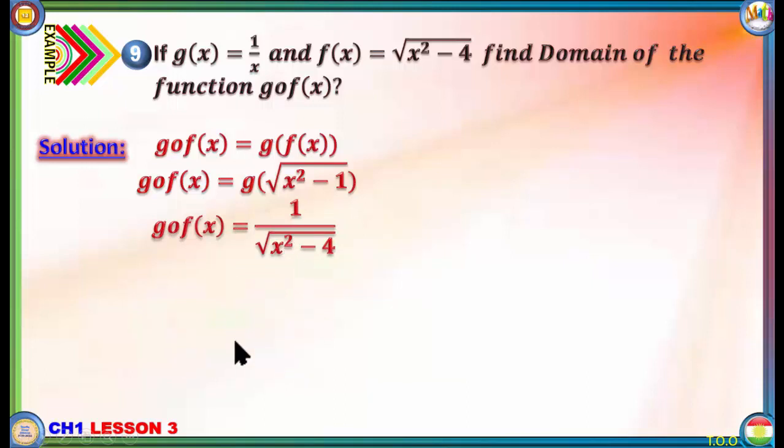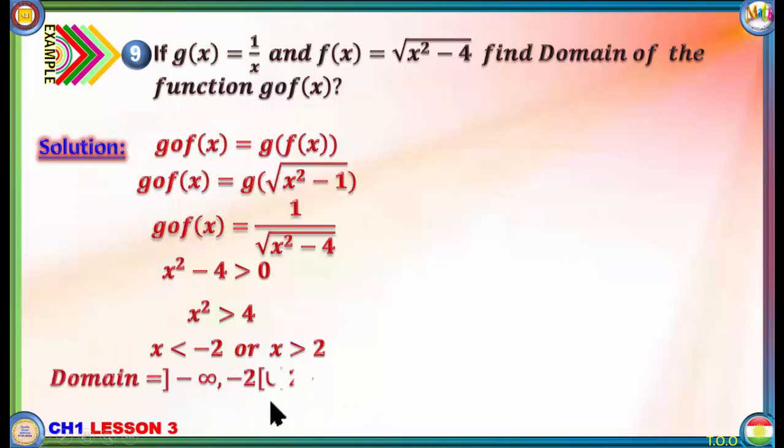And now to find the domain of this function, take what is under the square root, it must be bigger than 0. Therefore, x squared minus 4 is bigger than 0. Taking minus 4 from left to right, x squared is bigger than 4. Therefore, x is less than minus 2 or x is bigger than 2. That means the domain is from minus infinity to minus 2 and 2 to positive infinity.